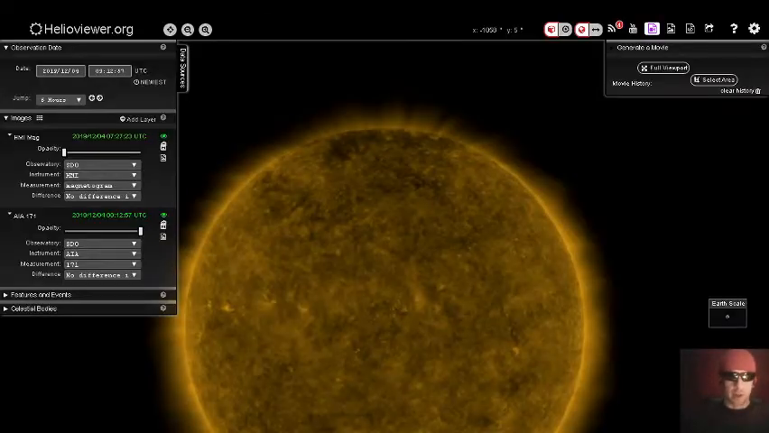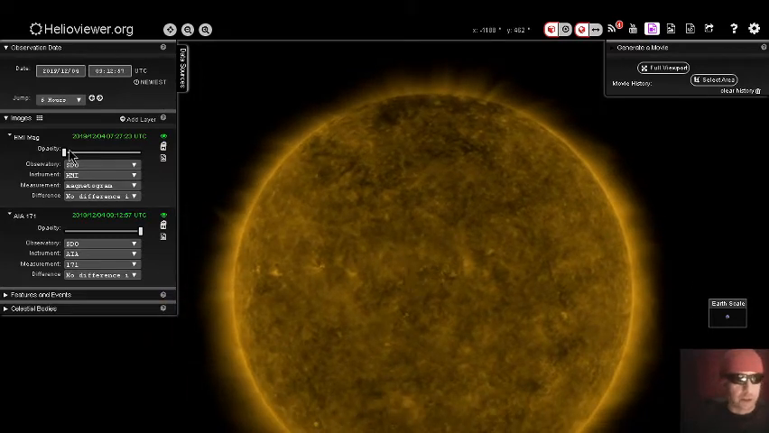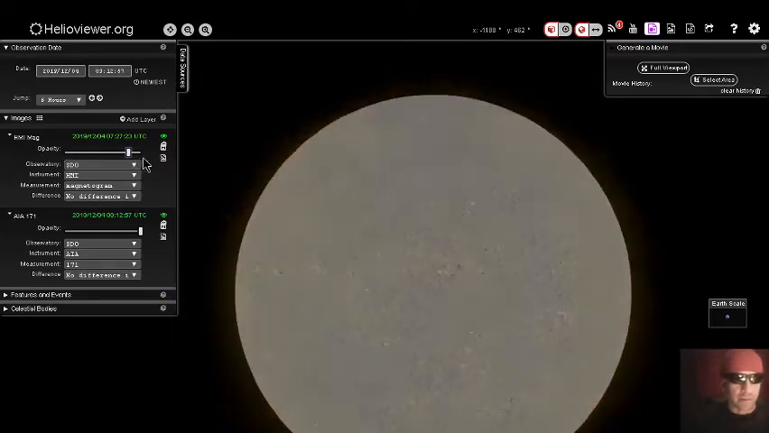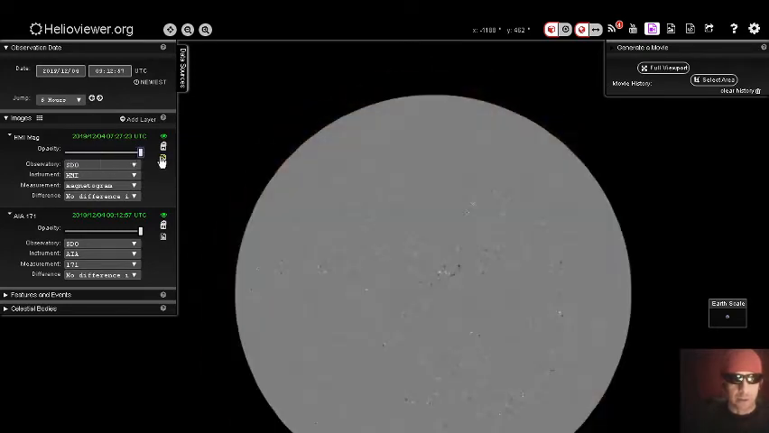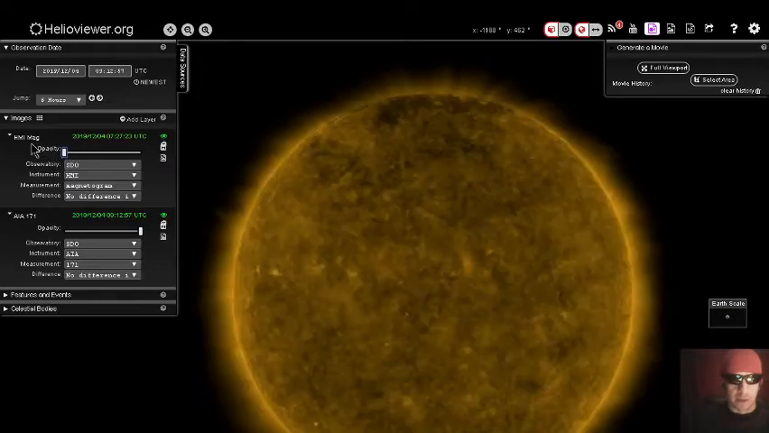And let's look at some more data. Here's helioviewer.org. I'll just show you the magnetogram faded to the 171 angstroms latest image. Not a lot of field complexity happening there.